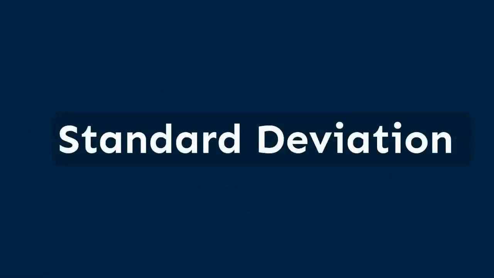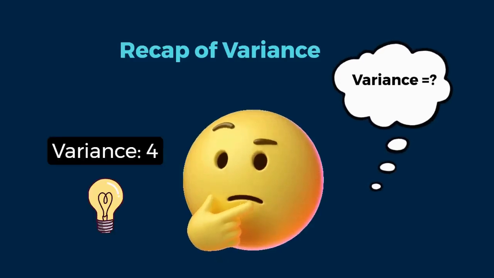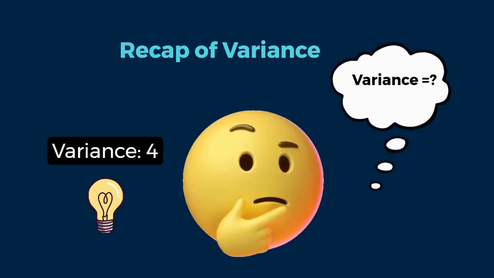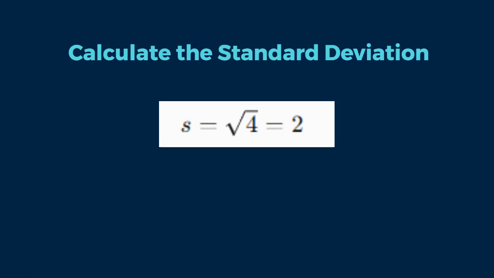Standard deviation measures how spread out the data points are from the mean. It provides a clear measure of dispersion in the same units as the data, making it easier to interpret. Before we calculate the standard deviation, let's recall the variance value we calculated earlier. For this example, the variance is 4. To find the standard deviation, we take the square root of the variance. Using the variance value of 4, the standard deviation is calculated by taking the square root of 4, which equals 2. So, the standard deviation is 2.